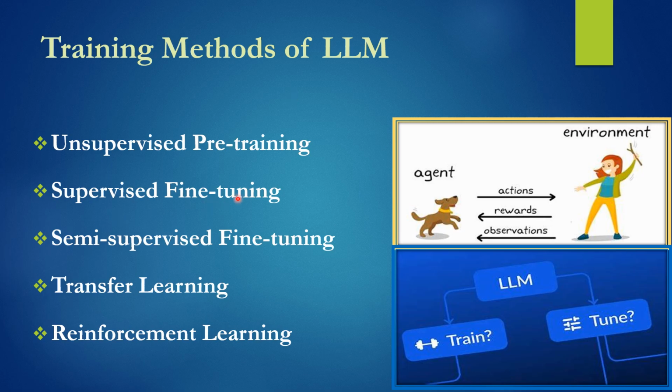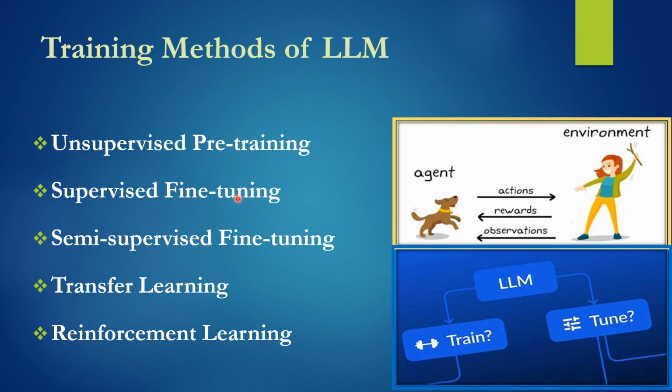Next comes supervised fine-tuning. After pre-training, large language models can be fine-tuned for specific tasks using labeled data. In supervised fine-tuning, you are training the model on task-specific data where both inputs and corresponding outputs are known, which allows the model to learn task-specific patterns and improve its performance on that particular task.